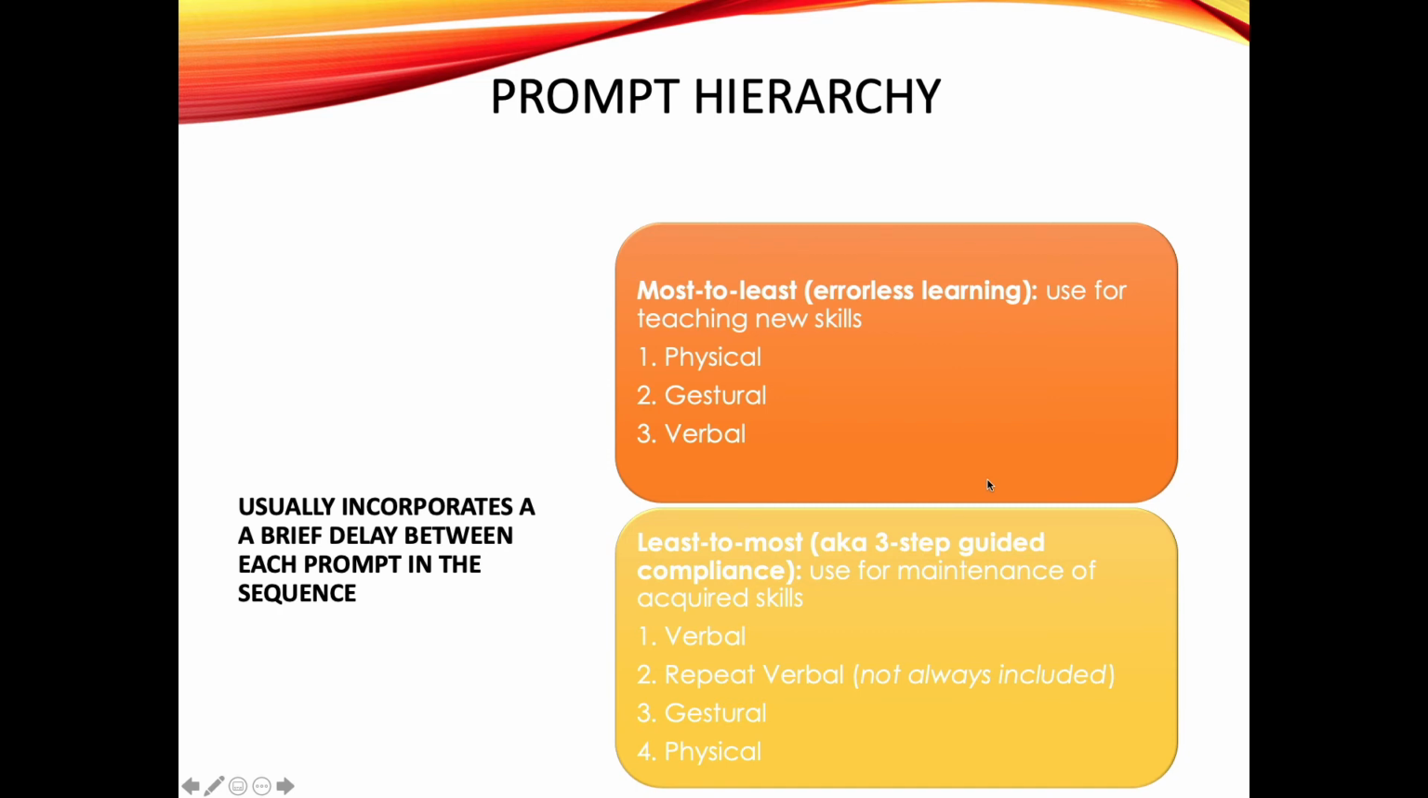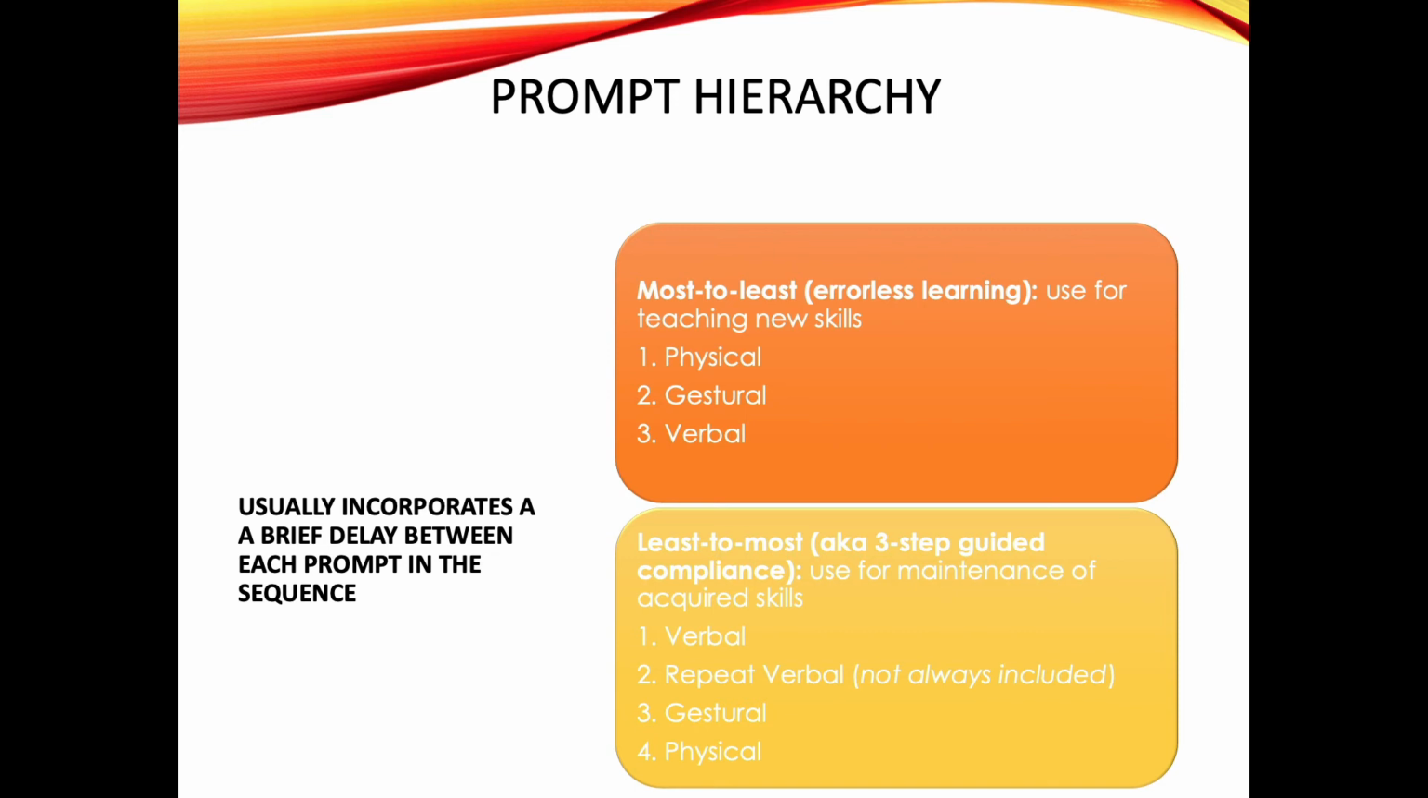The next hierarchy is least to most. This is the opposite. This is often used to maintain acquired skills, or in instances where you believe the individual has the response in their repertoire, but for whatever reason, they're not emitting it. Maybe there's an issue with compliance to an instruction. So least to most is sometimes referred to as 3-step guided compliance.